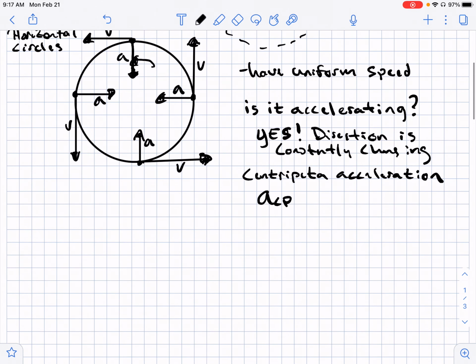Now, the next thing we can talk about is that since it does have an acceleration, that means there has to be some kind of unbalanced force here.